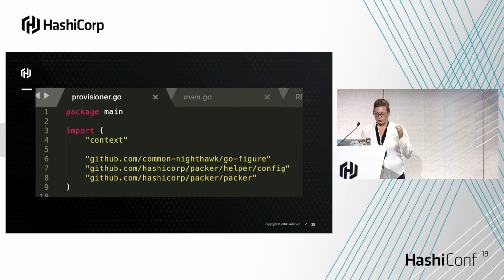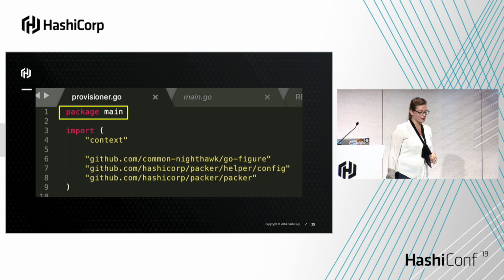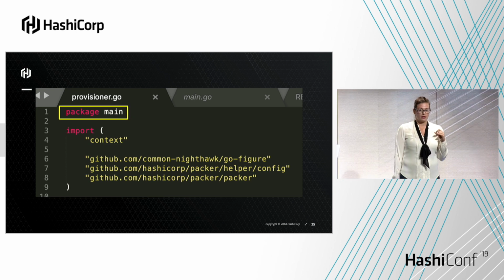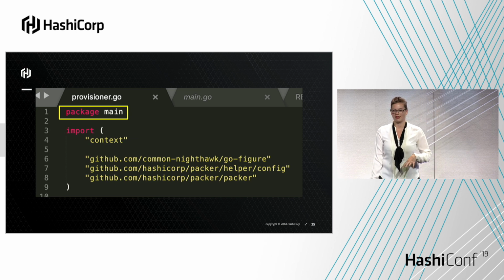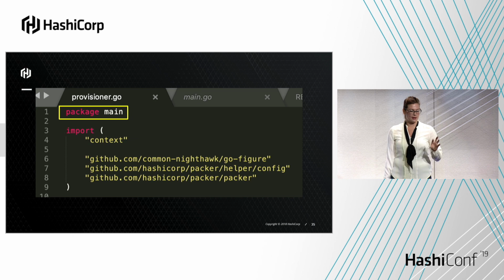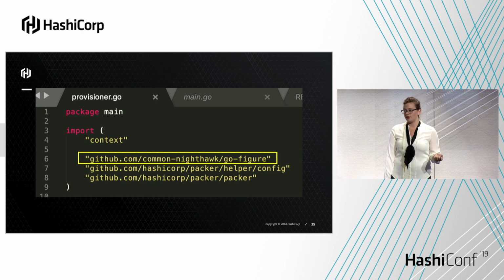Main.go, or I'm sorry, provisioner.go starts out with naming the package. You're gonna wanna name it main. There's gonna be some Golang compilation tips and tricks later. It gets weird compiling if you don't name it main, so just name it main. You import the context library from Go. This is the bubble text library that I'm importing here.